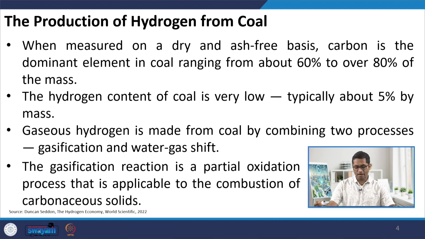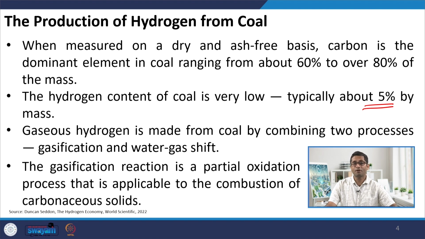Now if I take any generic coal, normally it would have 60 to 80% of carbon by mass, depending upon where the coal is getting sourced from, and of course coal will also have different kinds of impurities. If I talk about the hydrogen percentage in the coal itself, it's roughly of the order of 5%. So not a very great amount of hydrogen is a part of the structure of the coal. So how do I really get hydrogen out of coal?